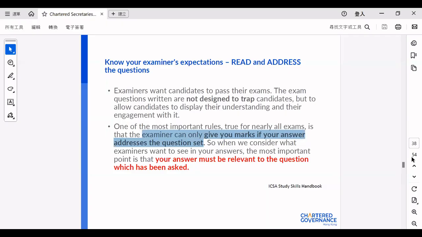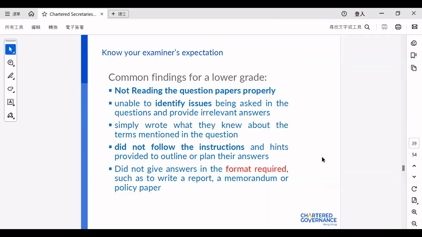But I think that most candidates say that, oh, I have written 2 books of answers. Why is that I still fail? I mean, that's the reason, because you're not providing good answers. So I don't repeat this. This is just what we have mentioned earlier, for those who fail because they don't read the question properly, they fail to identify the issues.